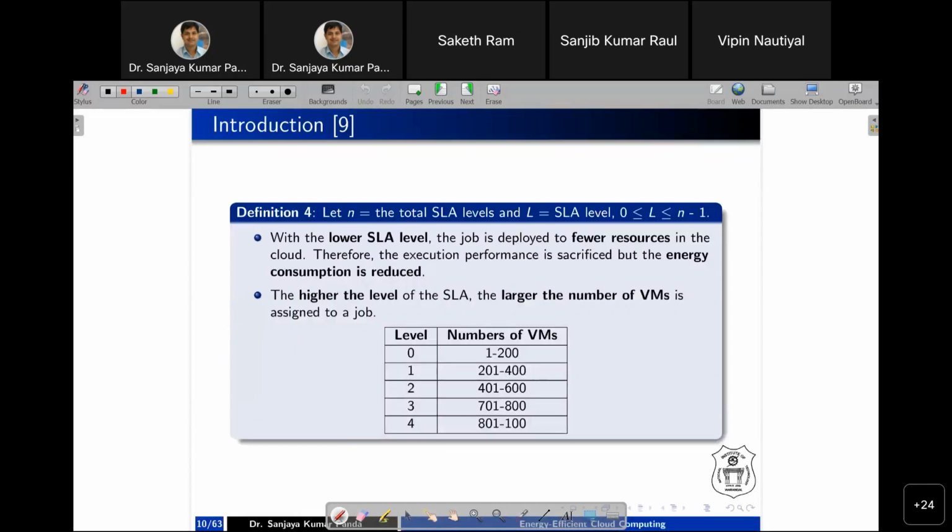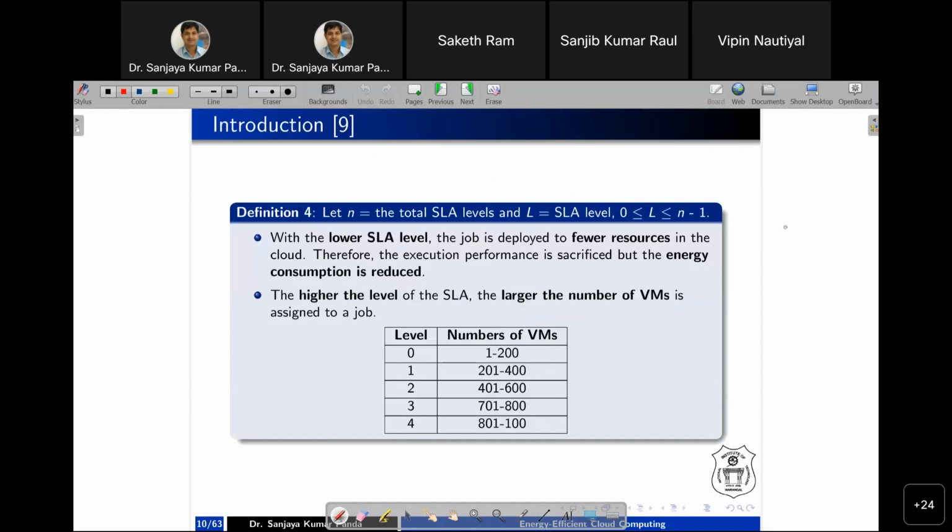Now, another definition is the service level agreement. Whenever a consumer wants to take a service from a provider, they have to sign a service level agreement, the same as the SRS document we studied in software engineering. In the cloud context, we call that a service level agreement. Assume that N is the total number of SLA levels.